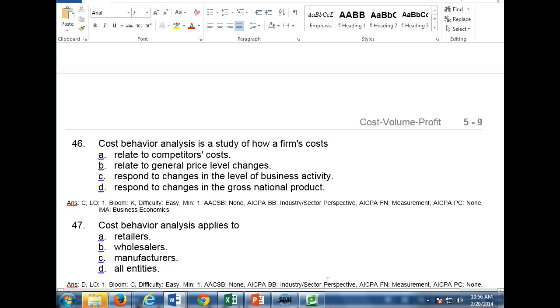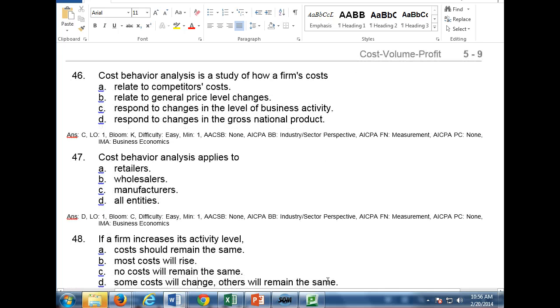How about one more? This one. If a firm increases its activity level, costs should remain the same. Most costs will rise. No costs will remain the same. Some costs will change. Others may remain the same. What do you think?